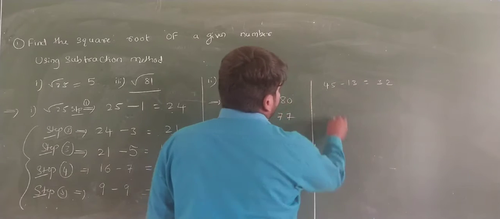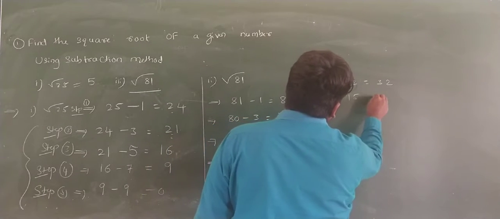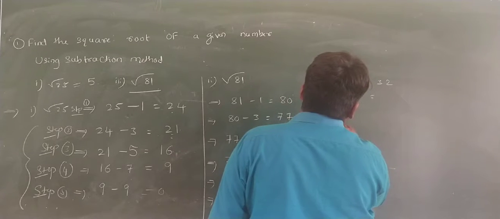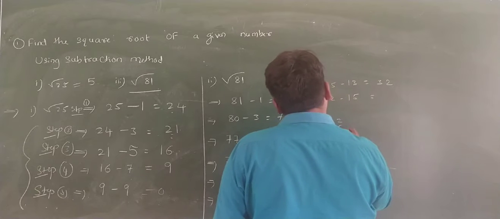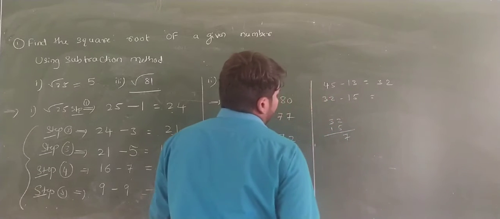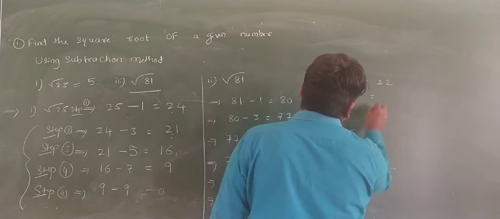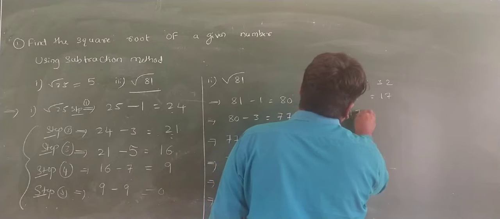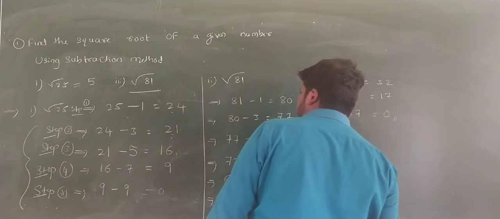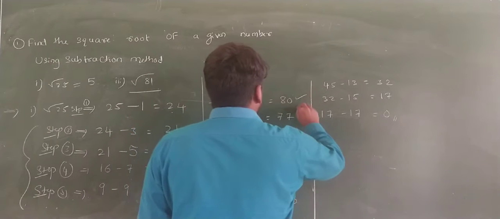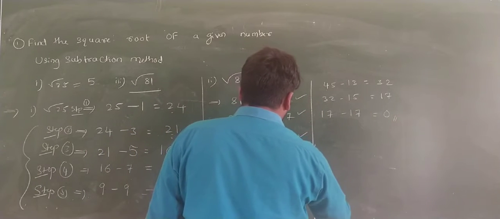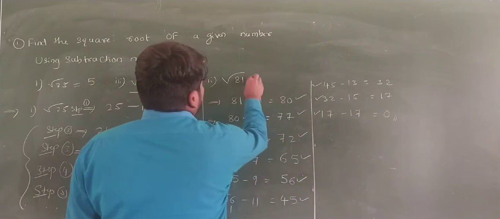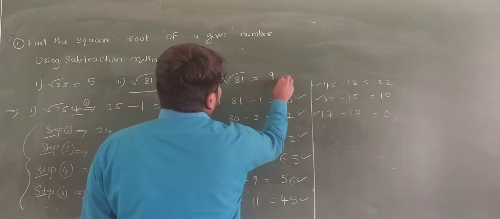Next is 32 minus 15. What is 32 minus 15? 12 minus 5 is 7. One carry here, 3 minus 2 is 1, so that is 17. Next, 17 minus 17 equals 0. Now count the steps: 1, 2, 3, 4, 5, 6, 7, 8, 9. So there are totally 9 steps, which means the root of 81 is 9.